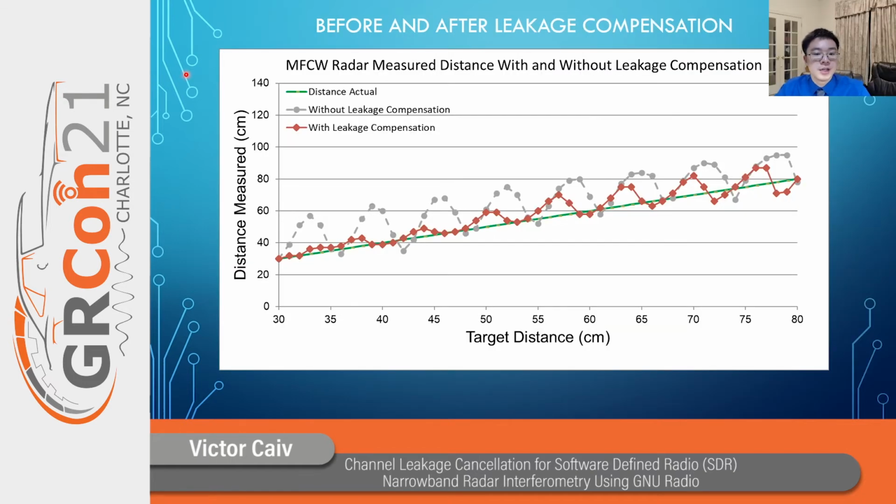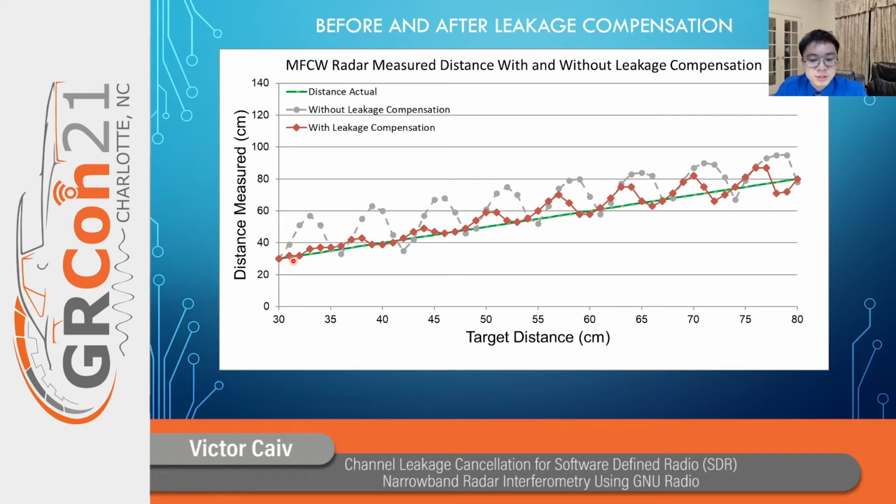So here's a better visualization of the before and after of our leakage compensation. Again, on this chart, the actual target distance is on the X, the measured target distance is on the Y, and this green line represents that the measured distance is equal to the actual distance. That is the ideal. We can see that the gray line here is without the leakage compensation, and the red one is our data from after we did apply a leakage compensation.